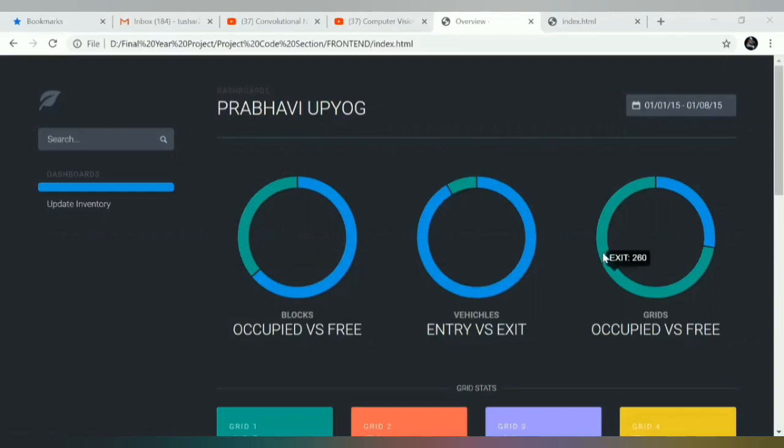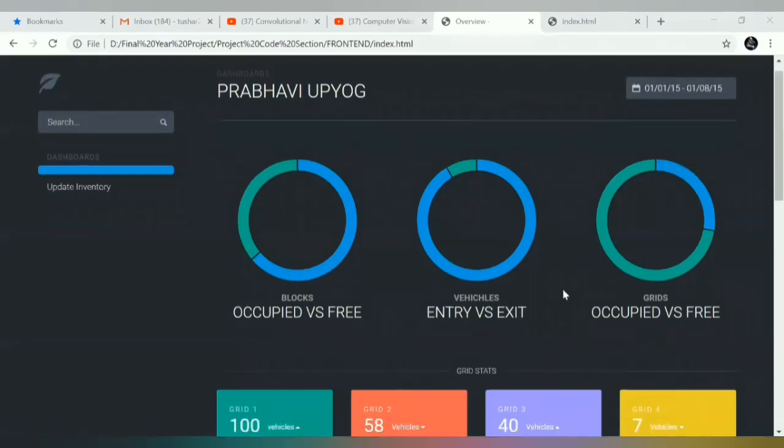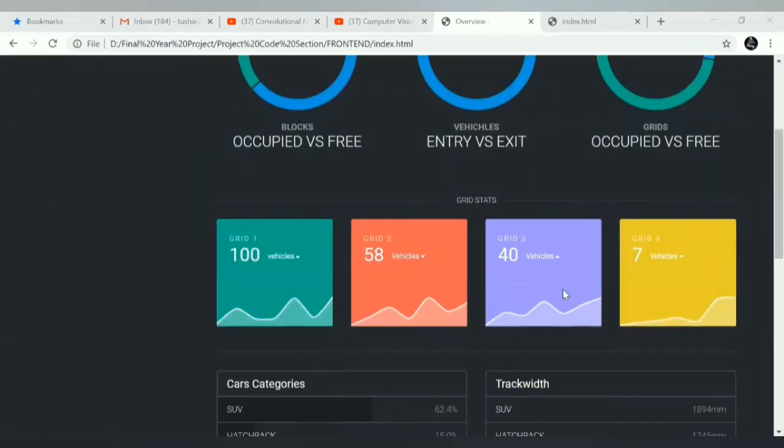And another one is the grid section where 260 vehicles exist and 100 vehicles entered. Coming to the grid stats, grid 1 consists of 100 vehicles, grid 2 contains 58 vehicles, grid 3 contains 40 vehicles, and grid 4 contains 7 vehicles. According to our approach, we have taken 4 grids and their stats are represented here.